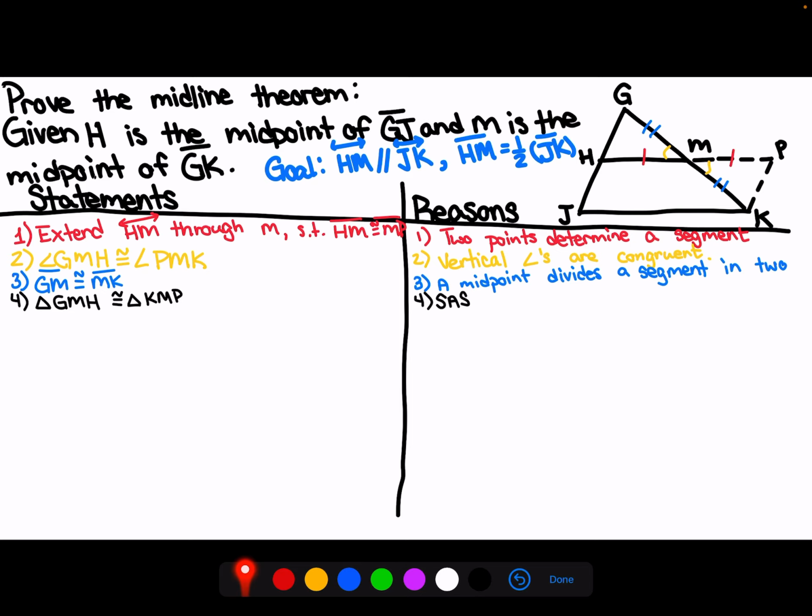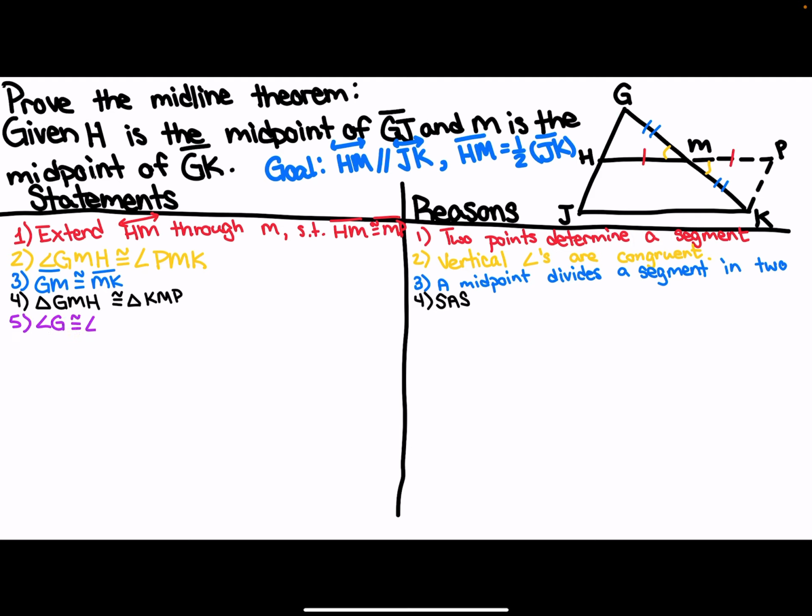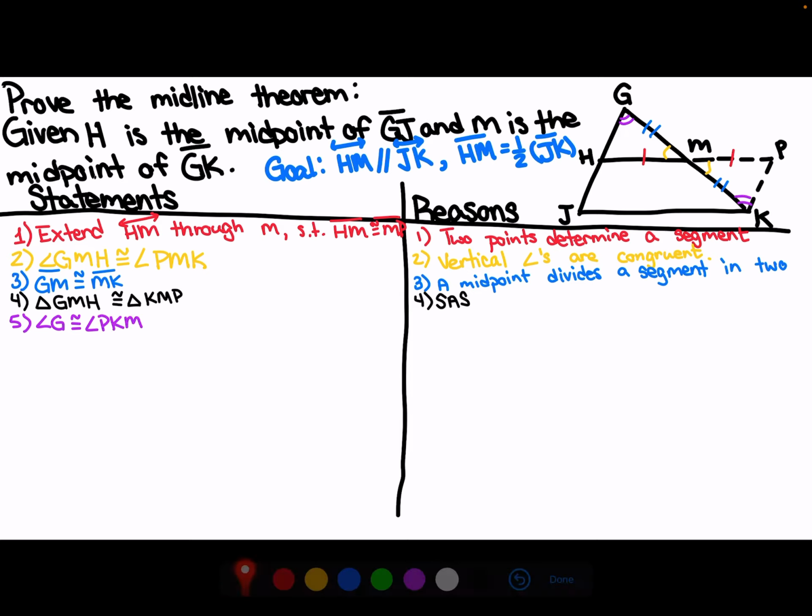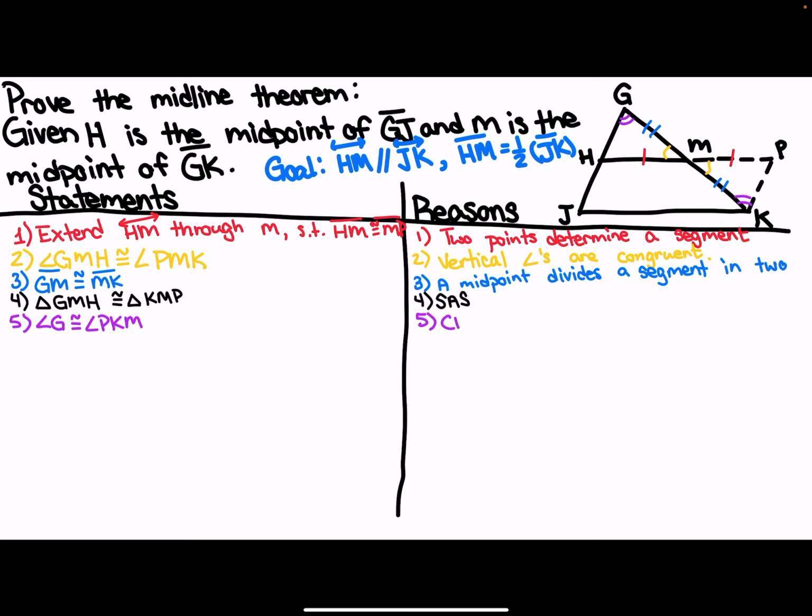Now, if that's true, I should now be able to focus in on the corresponding parts. So the first corresponding part that I'm going to focus in on are the angles. I'm going to say that angle G is congruent to angle PKM. And the reason that we can say that is because corresponding parts of congruent triangles are congruent. So we can say CPCTC.